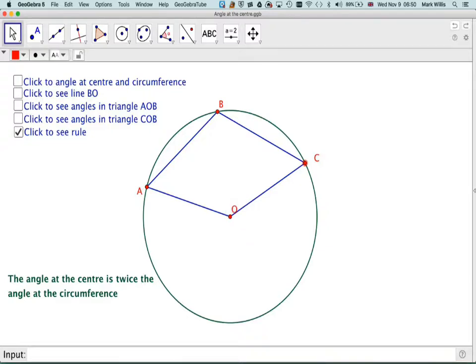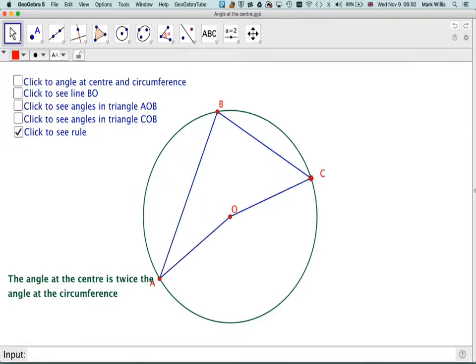Okay, so this has been an introduction to the first circle theorem, which is the angle at the center is twice the angle at the circumference. Okay, so we'll just click to put the angles in there.